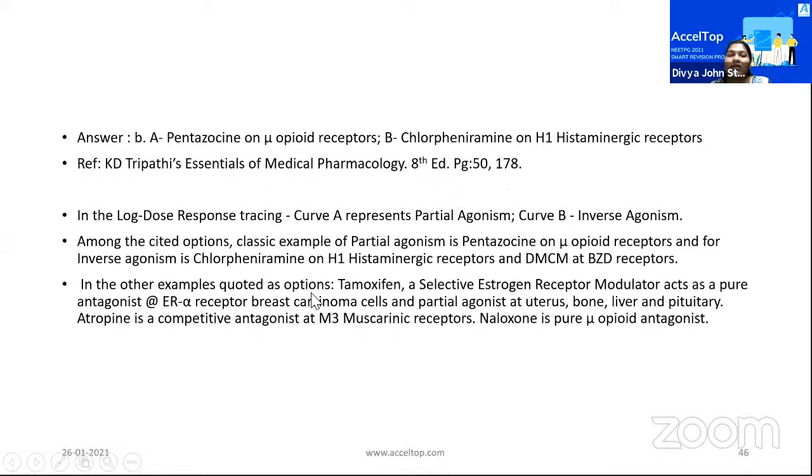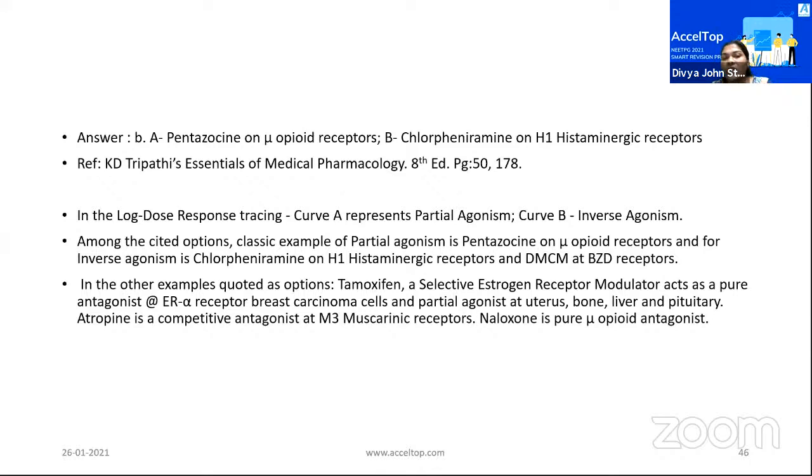So how do we do this? Among the cited options, the classic example of partial agonism is pentazocine on the mu opioid receptor, and for inverse agonism it is chlorpheniramine on H1 histaminergic receptors and DMCM on the benzodiazepine receptors. Now we will have to fit it to the correct options, right? The other examples that were given were tamoxifen. Tamoxifen is a selective estrogen receptor modulator which acts as a pure antagonist at the estrogen receptors alpha in the breast carcinoma cells and partial agonist at the uterus, bone, liver, and pituitary.